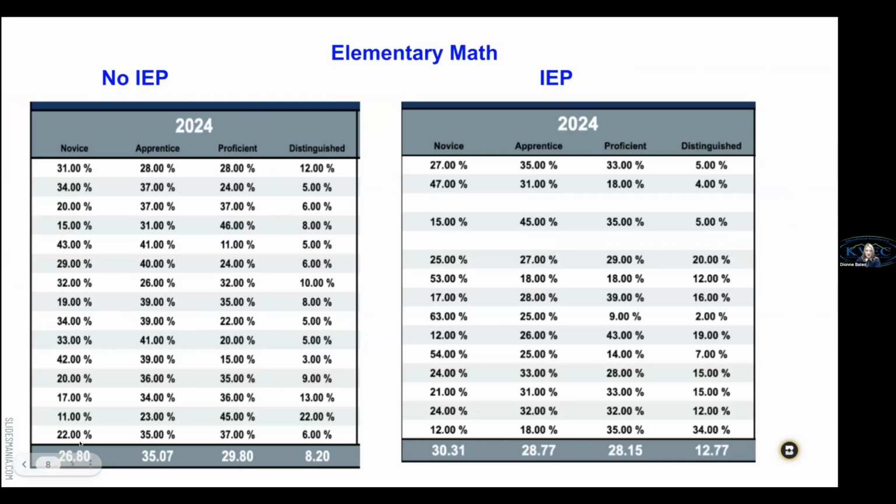This one's just the comparison with the no IEP versus IEP. Do you have any thoughts about that one? So I see we have more novice for our students with disabilities. It's between a 26.80 and a 30.31. So we have more novice, but for no IEP, we have more apprentice. Right, we have a little bit more into the distinguished category. So those are all things to start thinking about, right? When we start thinking about overall achievement and the big pieces of data that we have, we really want to think about how our kids with disabilities are doing compared to our non-disabled students.